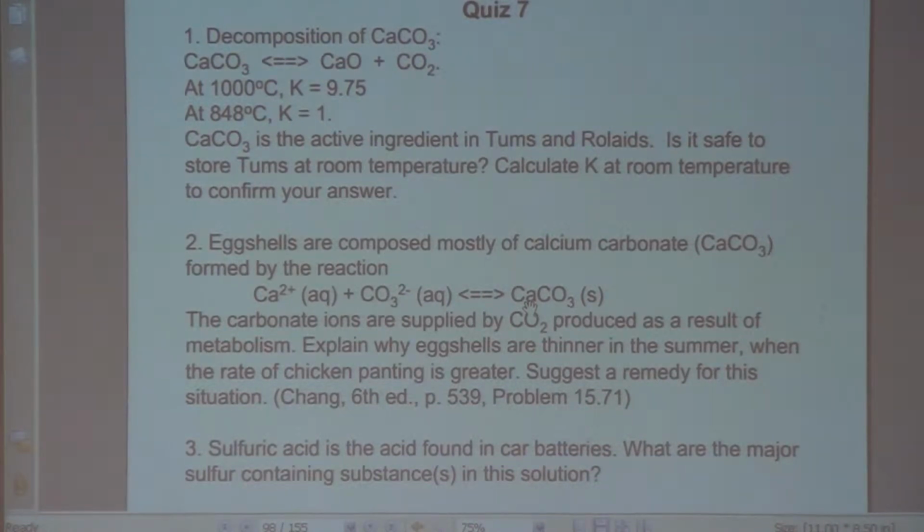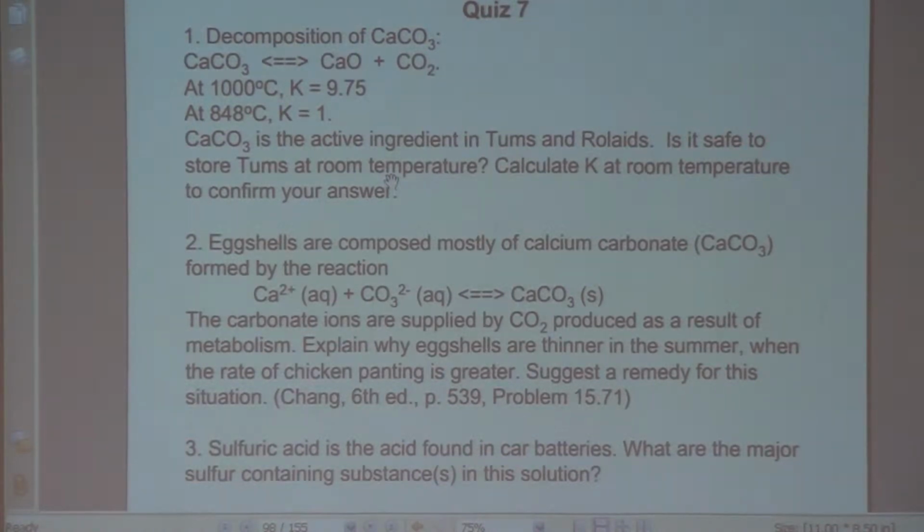Yeah, toward the reactant side, which means that less calcium carbonate is being produced, which means that the eggshells are thinner. And then a lot of you did a very nice job suggesting a remedy for this situation. So what you want to do is house the chickens in a cooler environment.